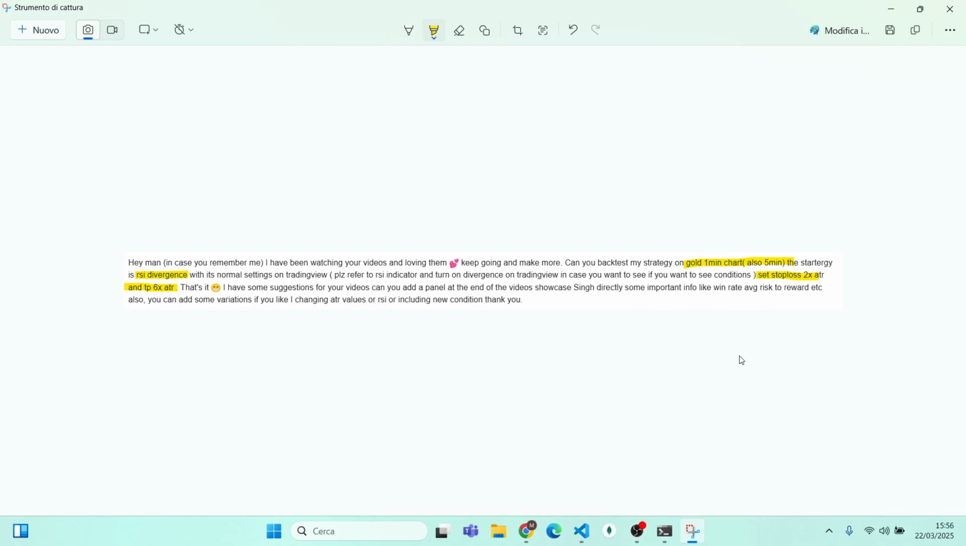Okay, the strategy is based on gold, and it can be applied on 1 minute chart or 5 minute chart, but I chose the 5 minute chart because it has less noise, and it only uses RSI divergence with a stop loss of 2 times ATR and take profit 6 times ATR, so risk to reward ratio 3. Okay, basically these are all the settings about this strategy.